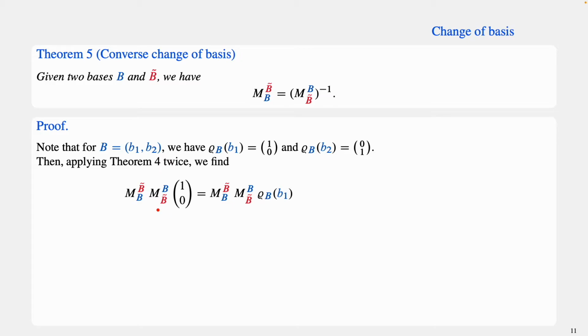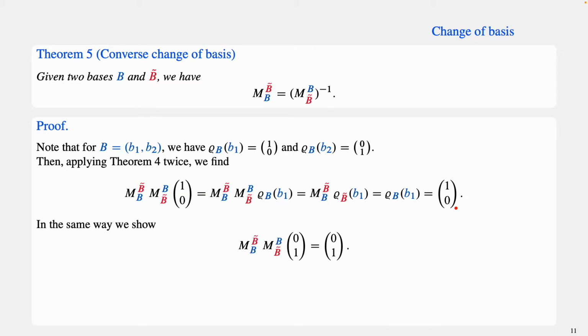So if we multiply M B tilde B and M B B tilde with the vector 1, 0, then this is the same as multiplying it with rho B of b1. And by theorem 4, this is actually the same as rho B tilde of b1. And multiplying this with the change of basis from B tilde to B, we just get back rho B of b1, again by theorem 4. But as I just mentioned, this is just 1, 0. So we find the product of these two matrices multiplied by this vector gives the same vector. And in the same way, we can show that the product of these two matrices multiplied by the vector 0, 1 again gives the vector 0, 1.